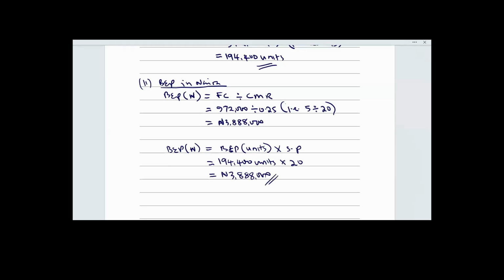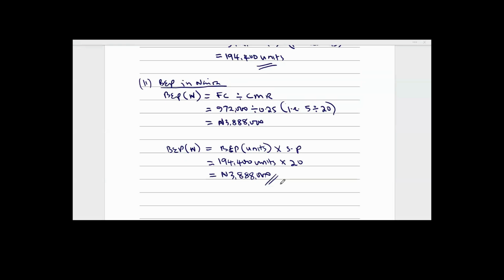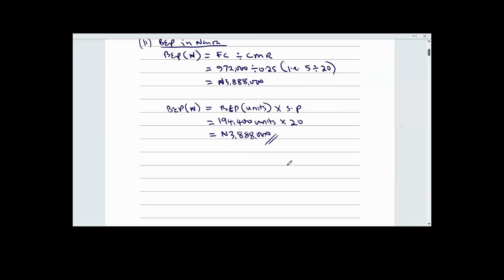The next one, number B, the number of units that must be sold to earn an income of 75,000 naira before tax. You need to earn a profit before tax of 75,000. Number B, units required to earn a profit before tax of 75,000.